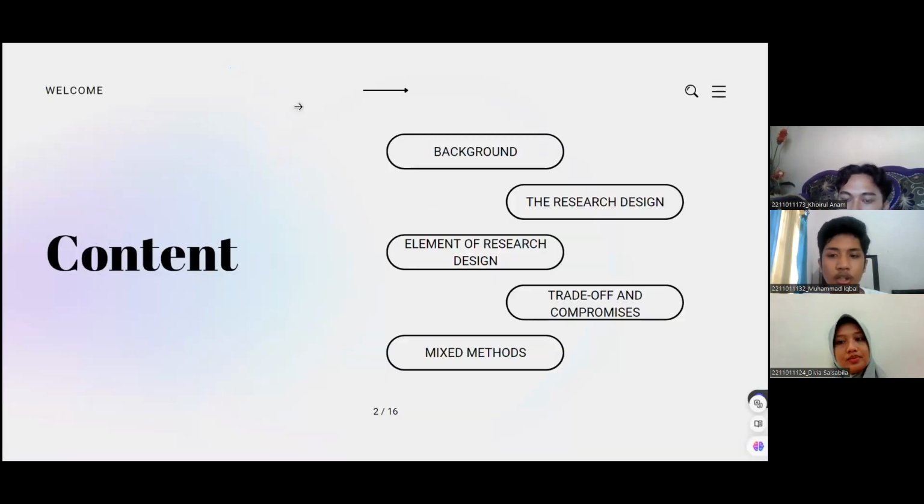And for the content of our presentation, there are background, research design, element of this research design, trade-off and compromise, and the mixed method.